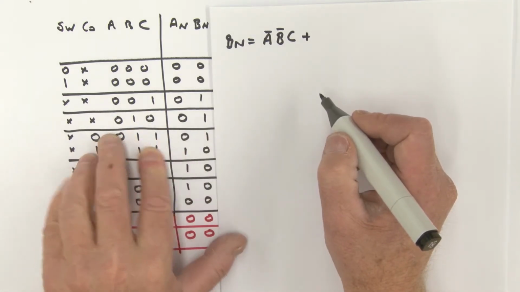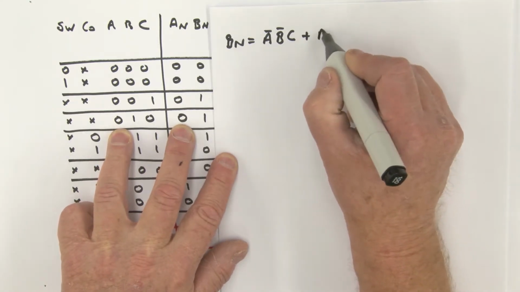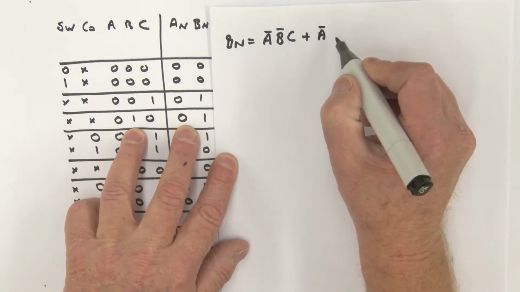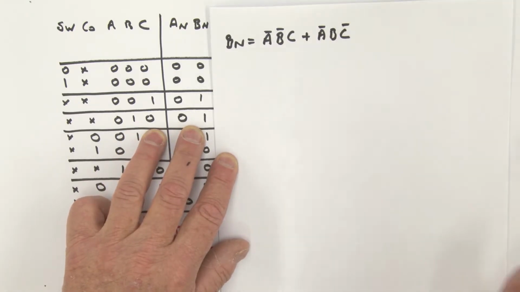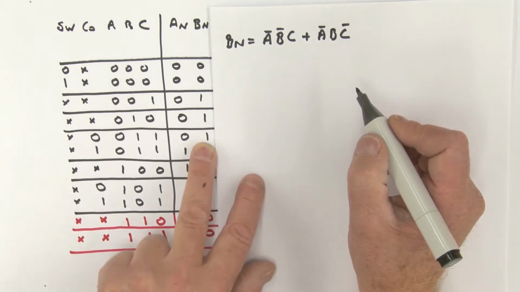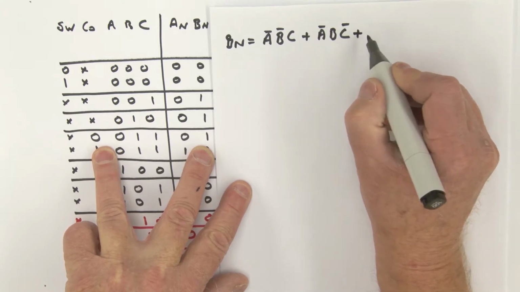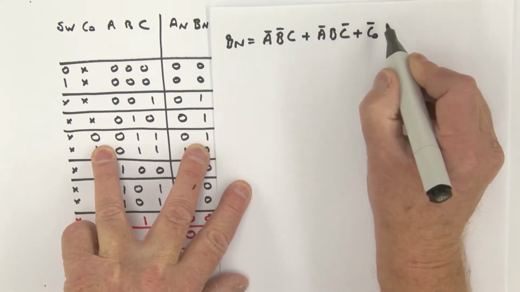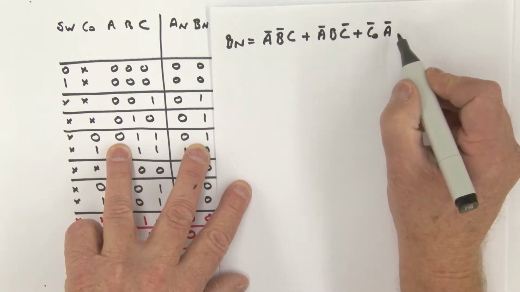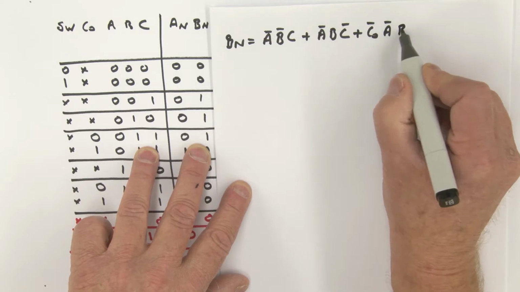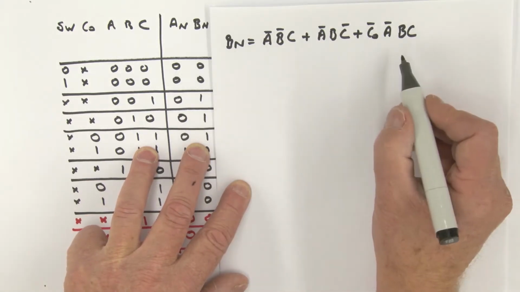next product term is right here, so what is this? This would be A bar, this is B, and this is C bar. Okay, and then we have just one more product term, which is here, and this would be or C bar, A bar, and that is BC. All right. Once again, let's see if we can actually minimize this.